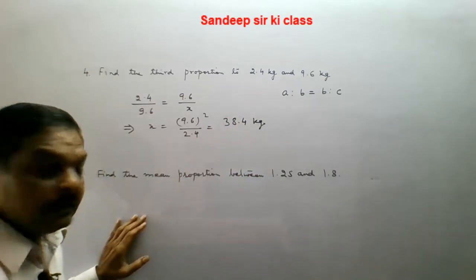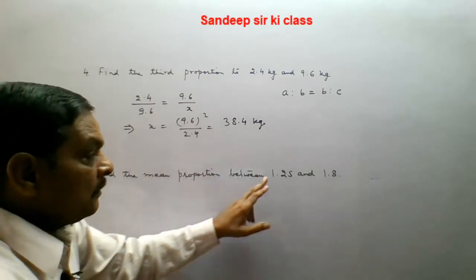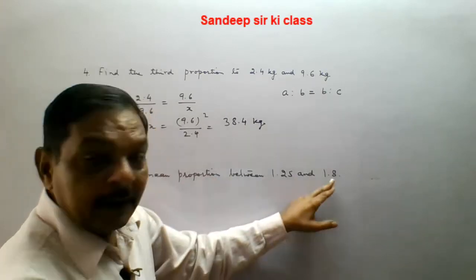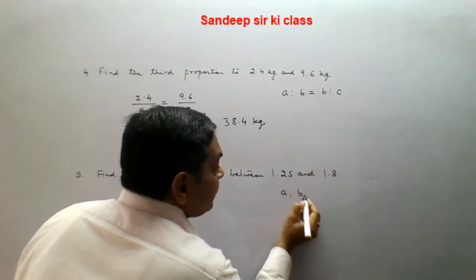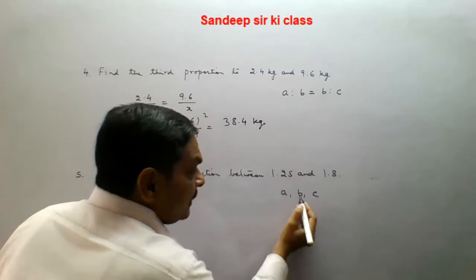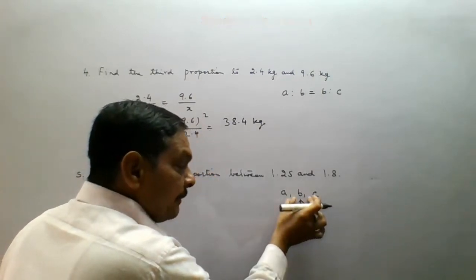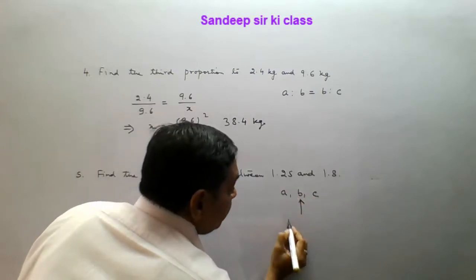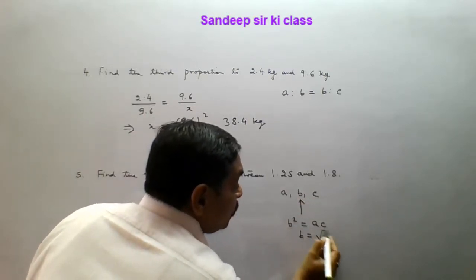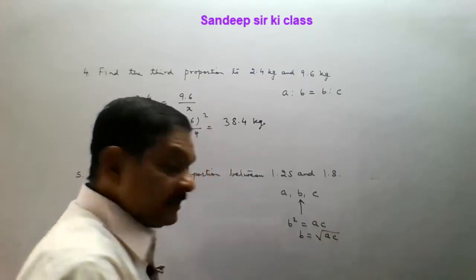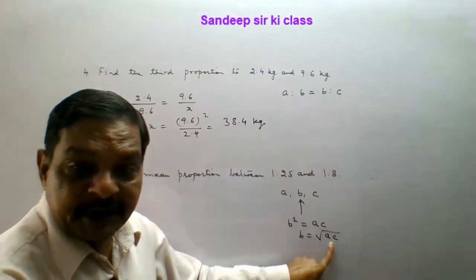Now we will see question number 5. Find the mean proportion between 1.25 and 1.8. We know if A, B, C are in proportion, then mean proportion is called B, which is written in the middle. So B square is equal to AC and B is equal to under root AC. That is, mean proportion is equal to under root the terms which are given to us.